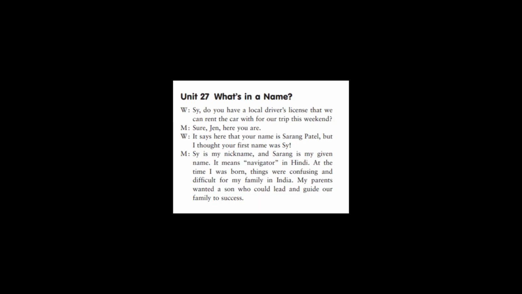Unit 27. What's in a name? Sai, do you have a local driver's license that we can rent the car with for our trip this weekend? Sure, Jen. Here you are. It says here that your name is Sarang Patel, but I thought your first name was Sai. Sai is my nickname, and Sarang is my given name. It means navigator in Hindi.